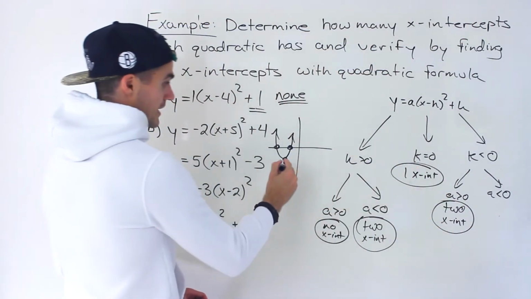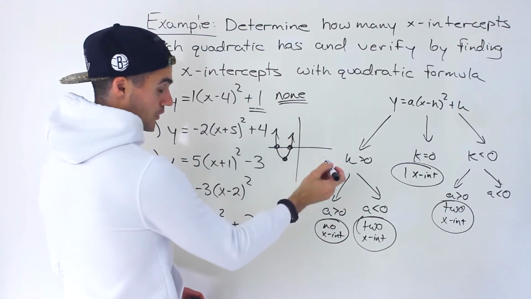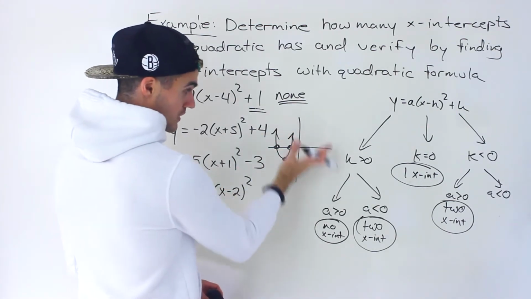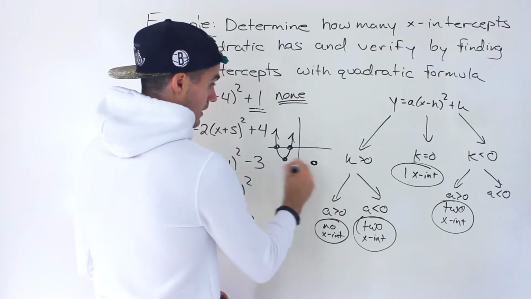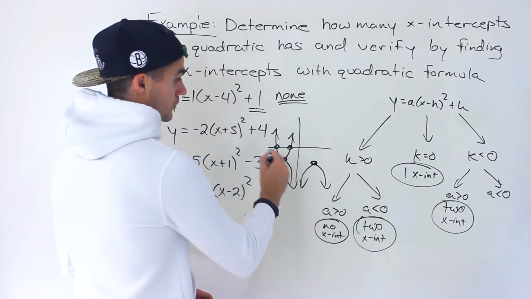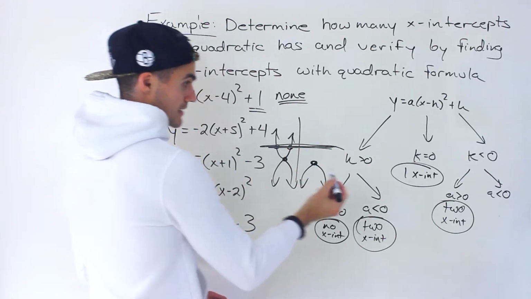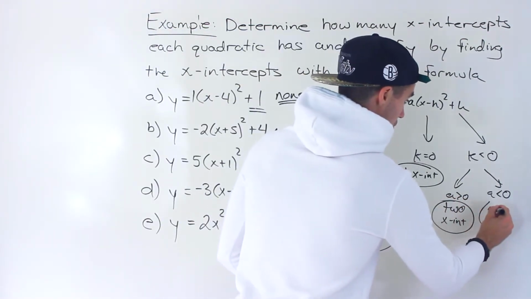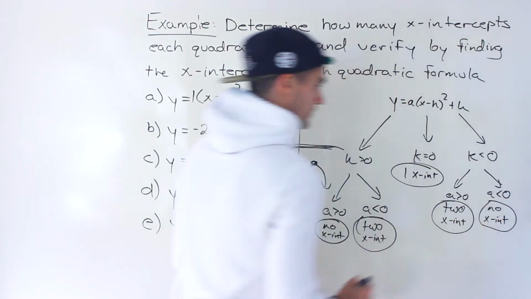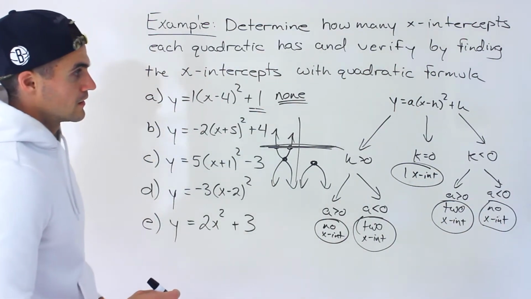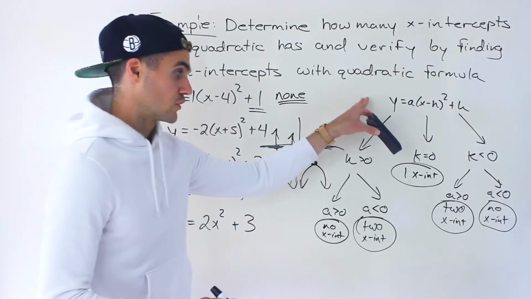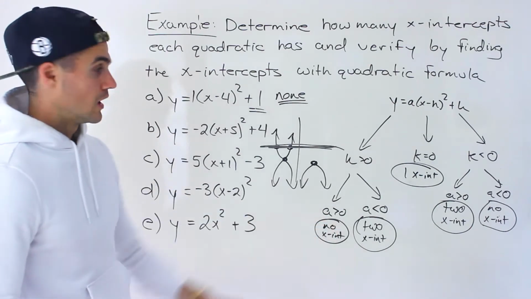Okay, but if the A value is negative, or the K value is negative, meaning the y-value of the vertex is negative, meaning it's below the x-axis. So let's say over here, and it opens down, right? Or this one, let's say it opened down. Well, notice it's never going to cross that x-axis there. So over here, there would be no x-intercepts like that.